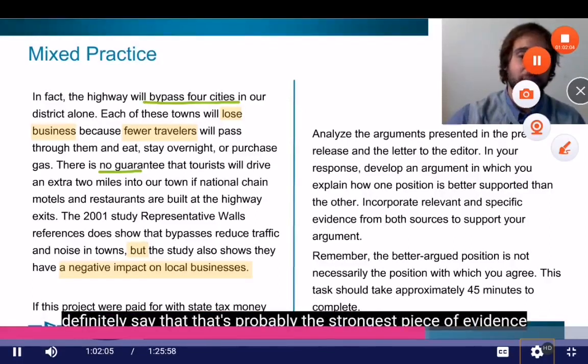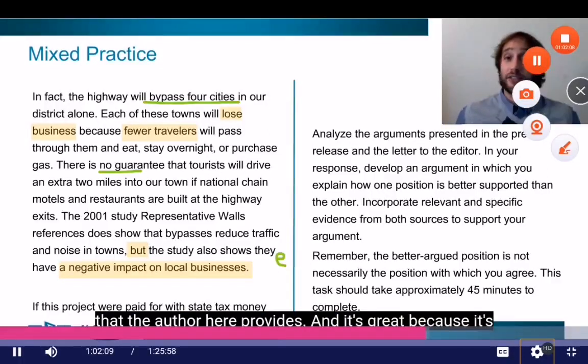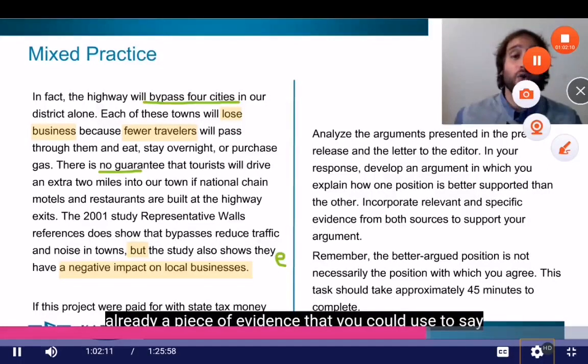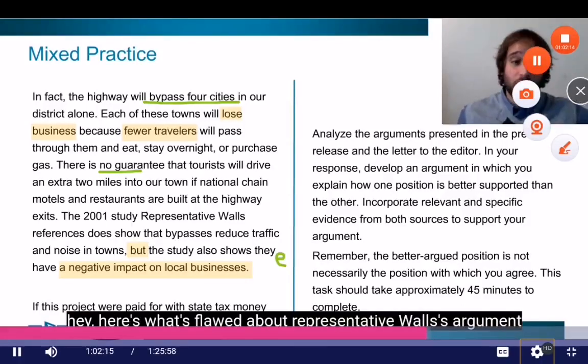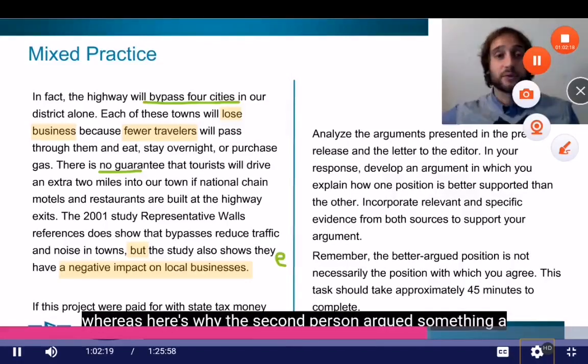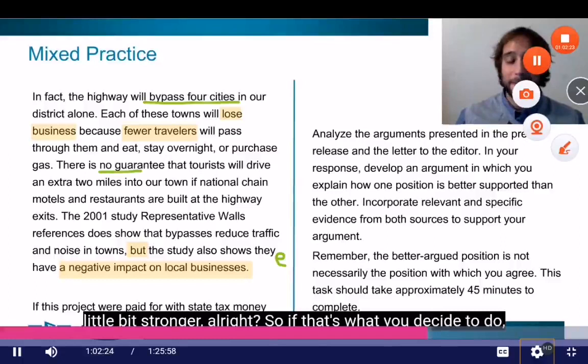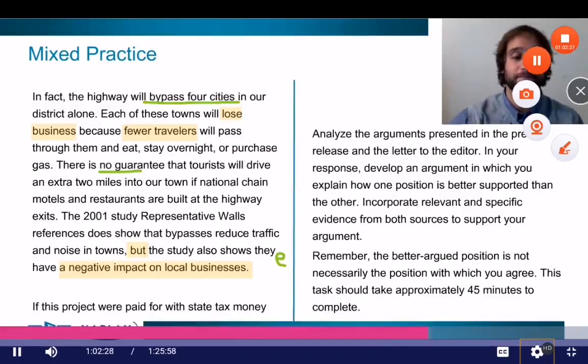I would definitely say that that's probably the strongest piece of evidence that the author here provides. And it's great because it's already a piece of evidence that you could use to say, hey, here's what's flawed about Representative Walls' argument, whereas here's why the second person argues something a little bit stronger. All right? So if that's what you decide to do, if you decide to argue for passage 2.